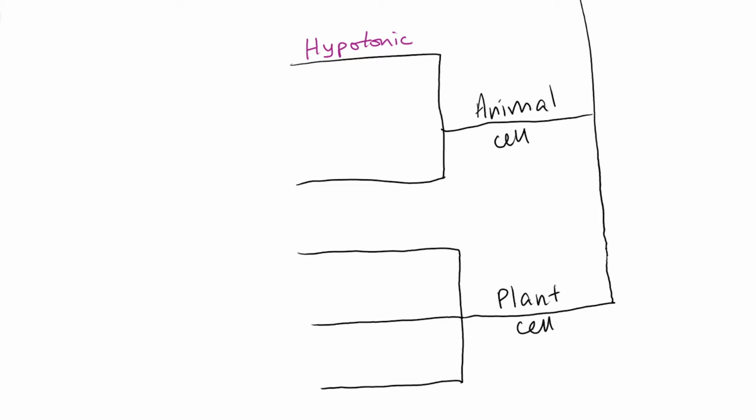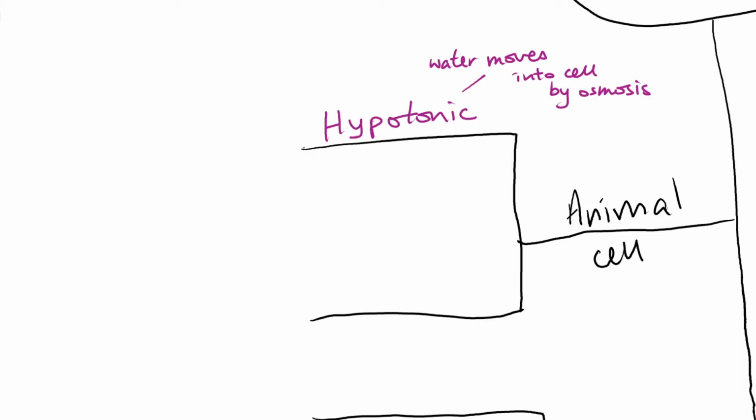So the first one we're going to look at is a solution called a hypotonic solution. Hypo means that the solution that the cell is in has a lot more water than inside the cell cytoplasm. Because hypotonic means there's more water outside the cell, the water would move into the cell by osmosis. Now remember, whenever you're explaining this in exam questions, make sure you say the direction of the water movement and that this happens by osmosis.